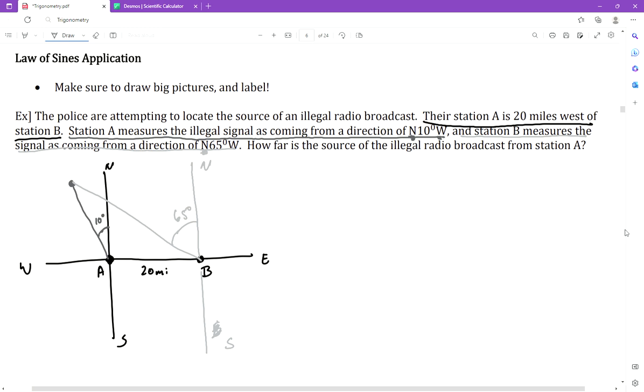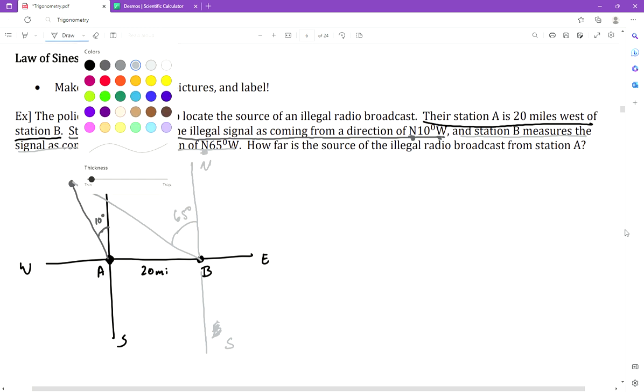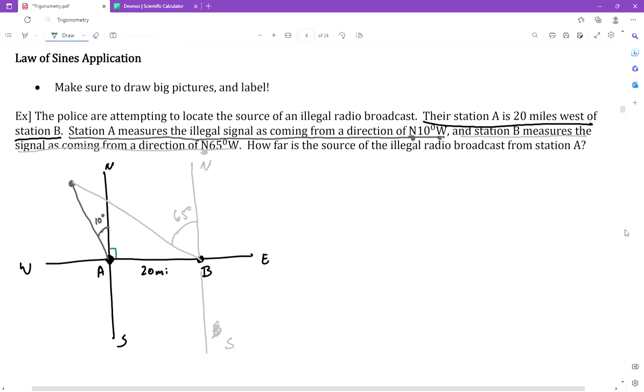We've got our setup. And then with this setup, now let me use some colors. I know that this right here is 90. And then I can at least know this angle then would be 100, because 90 and 10 is 100. I also know this angle because I have a right angle with the compass, and we can solve, that would be 25 degrees. Okay, so I'm just marking in some of the stuff right away.